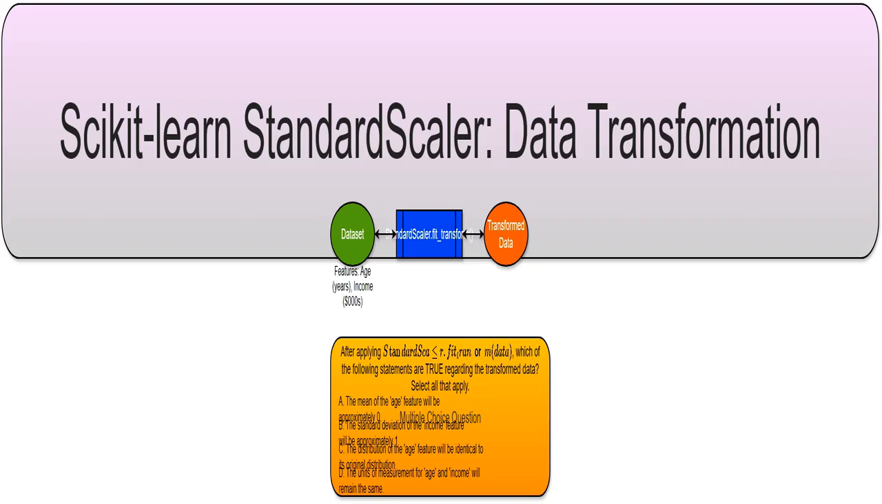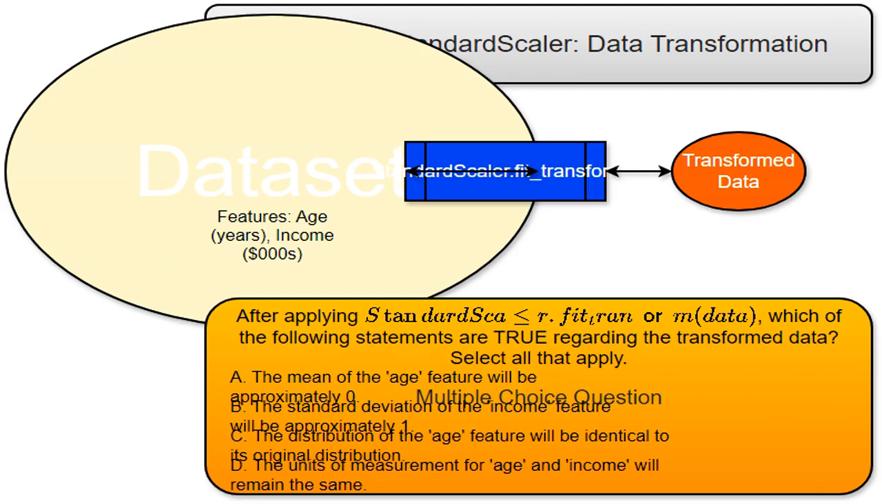This refers to a data preprocessing technique in the scikit-learn library, used to standardize features by removing the mean and scaling to unit variance. This makes features have a mean of 0 and a standard deviation of 1. The data being analyzed, in this case, involves age and income as features. We are exploring how applying a standard scaler impacts the data.